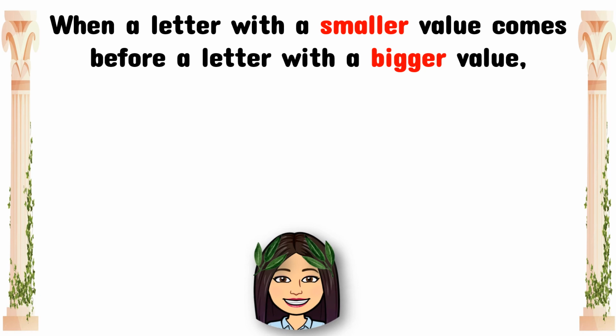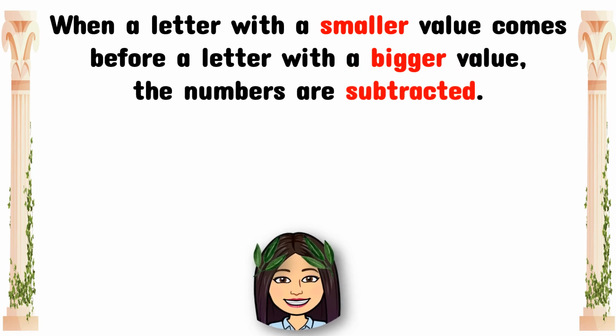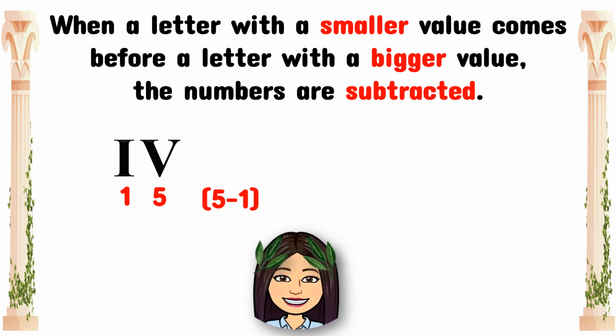When a letter with a smaller value comes before a letter with a bigger value, the numbers are subtracted. For example, the letter I, which is only 1, comes before V, which is 5. And 1 is smaller than 5. So we subtract 5 and 1. So 5 minus 1 is equal to 4. So the value of IV is 4.